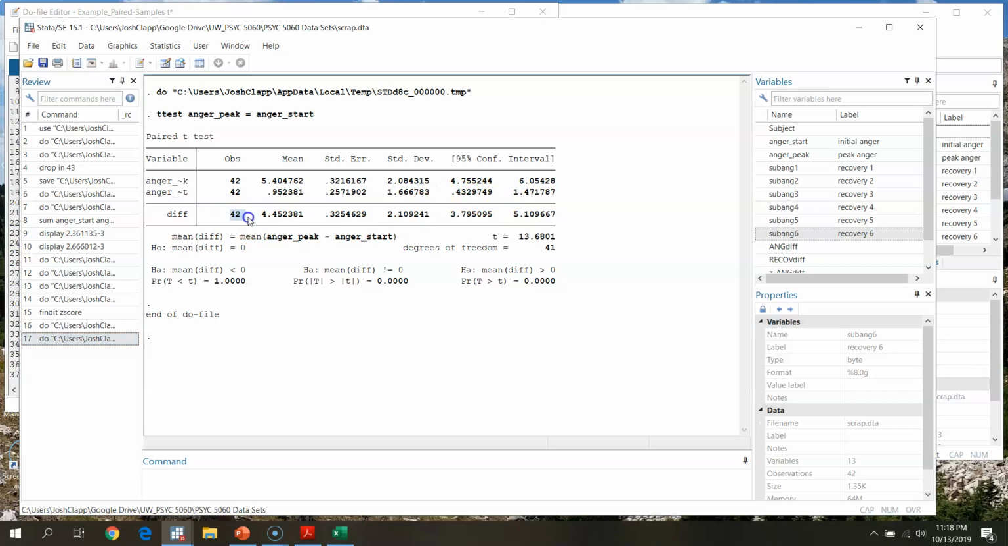And then what we're really interested in, the crux of things with this test, is the mean difference between peak anger and baseline anger here. Here we're seeing our standard deviation and then our 95% confidence interval. So based on the data that we have, our best guess for the increase in anger for the population of individuals completing this manipulation is going to be an increase of about 4.5 points.